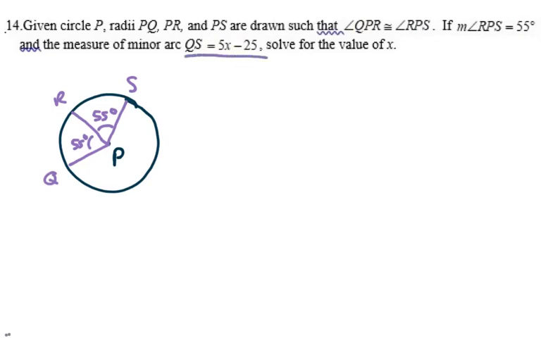And as the last piece of information, we're given that minor arc QS is equal to 5x minus 25. So if we were to add up 55 plus 55, that gives us our full arc here. And because we know our angles are equal to our arc, I'm able to set up the equation 5x minus 25 is equal to 2 times 55. You can go ahead and solve for x now.